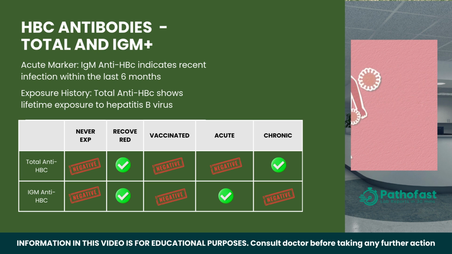Now, what if somebody was recently infected? Well, the total anti-HBC will probably be negative, but the IgM, which is the antibody created in a very recent infection, will be positive. And what about a chronic infection? Exactly opposite. Because this is a long-standing infection, we expect that the total anti-HBC will be positive because that will include the IgG antibodies, but the IgM anti-HBC, which is relevant to a recent infection, will be negative.